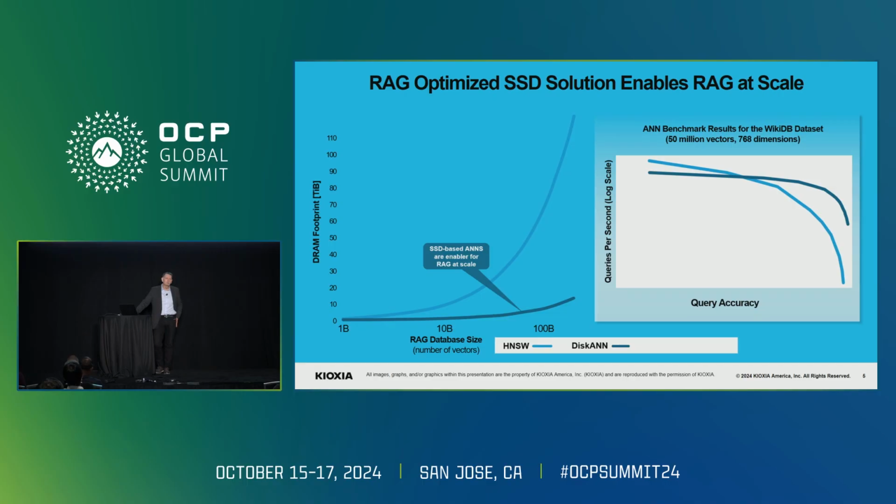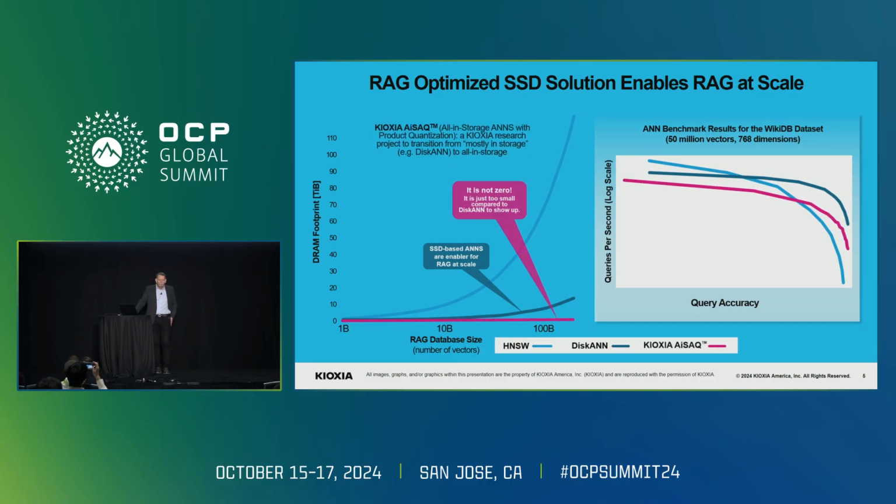These are actually in production now in some of the Azure cloud offerings, where Cosmos DB is using this technology under the hood. So this is a really great improvement in scalability, but at Kioxia, we actually wanted to see if we could improve this further. And so we introduced a technology, a research project that's going to be contributed to the open source called ISAC, or All-in-Storage ANNS, with product quantization of the vectors themselves.